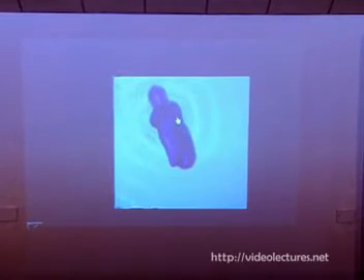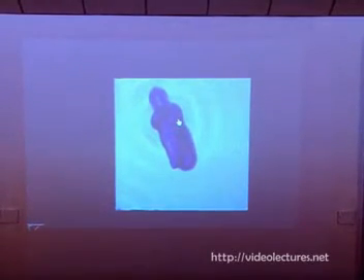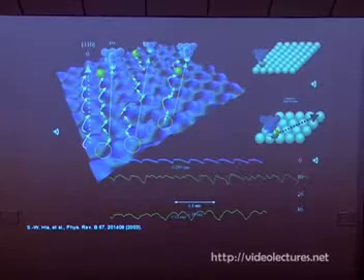So all the structures that we built in the presentation, all the atoms, we produce in this way locally.